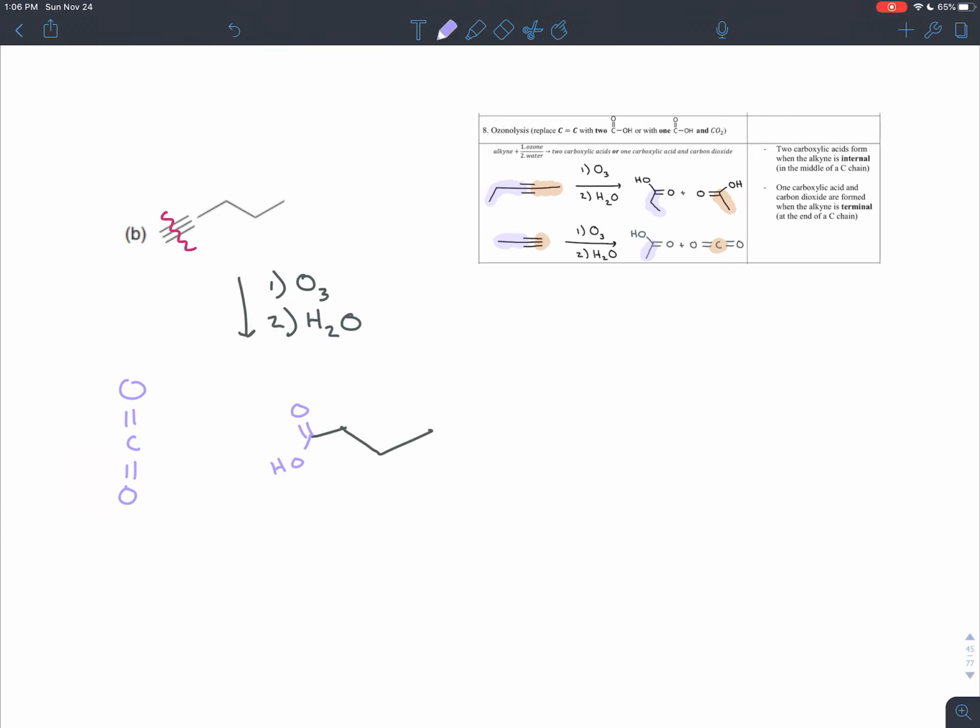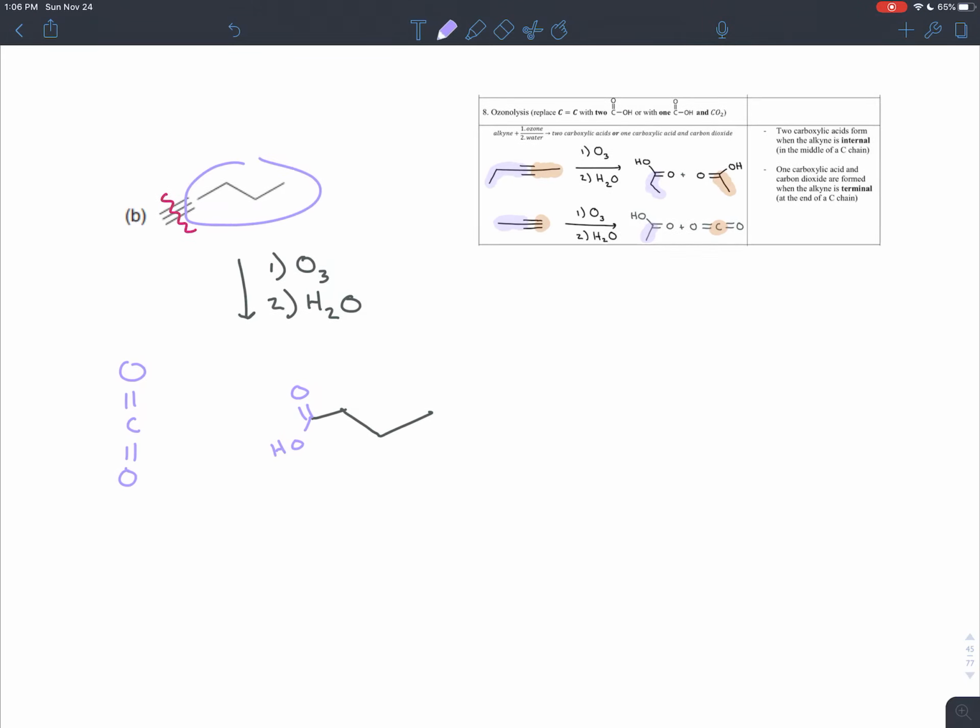That only happens if you have a terminal alkyne, an alkyne at the end of a carbon chain. You'll get the carboxylic acid for the part that has a carbon at the other end, but if there's ever a carbon all by itself, it turns into carbon dioxide.